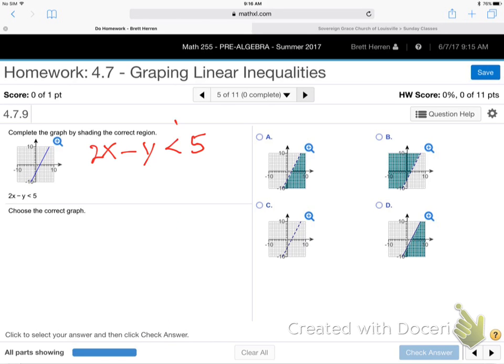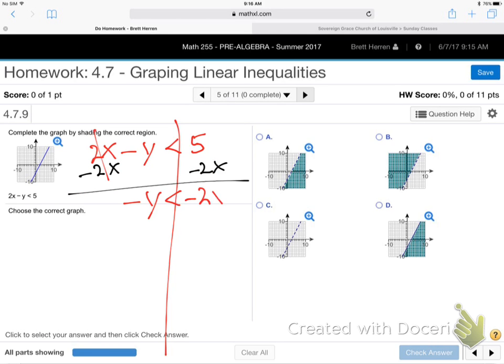So here's the wall. So y is saying I want to be alone. What's the first step? Good. Subtract 2x from both sides. These cancel. Minus y. Minus 2x plus 5. We good so far?